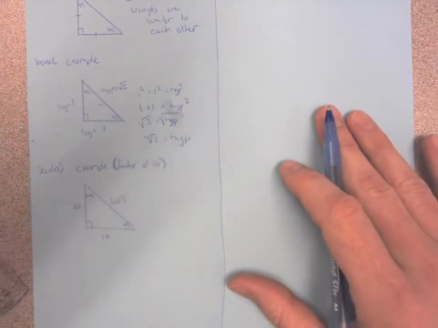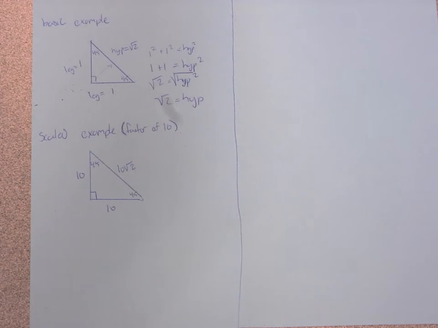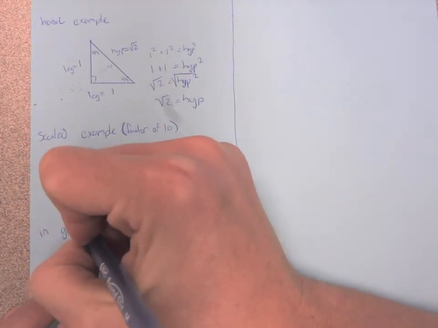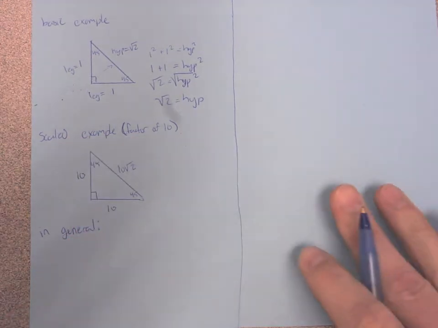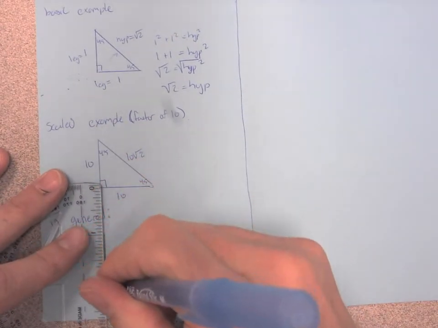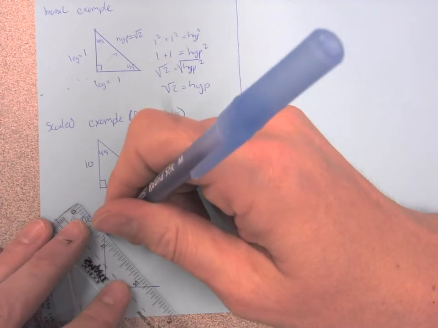Okay? So let me give you a generic example, okay? And this is what we want to use. This is what we're going to use on our homework. So in general, if we scaled this triangle, let's say we don't want to pick a specific scale factor. We're just going to pick a generic scale factor. We're going to call it x.